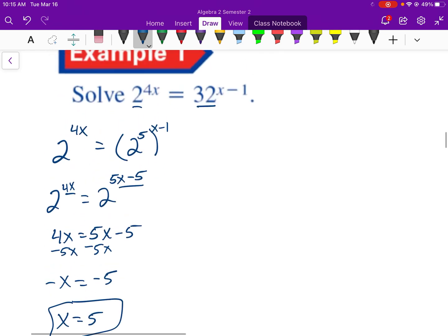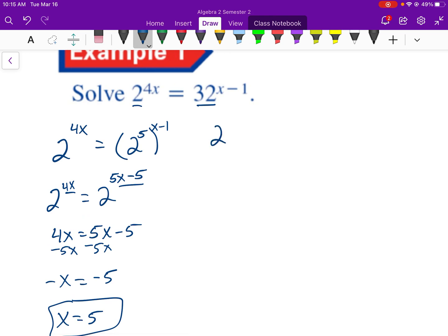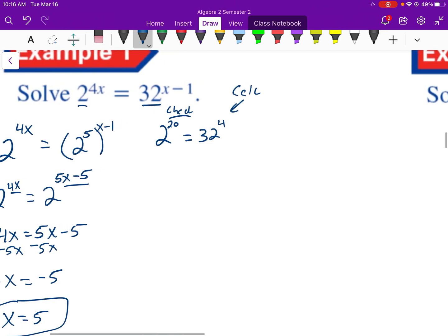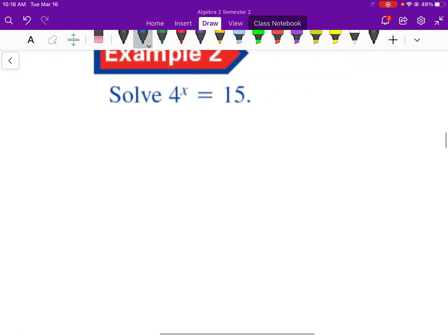Now, always check your answers. If I check, that's going to say 2 to the 4 times 5, so 2 to the 20th, and 32 to the 5 minus 1, which is 32 to the 4th. There you can use your calculator and make sure that it is correct, which it will be. All right, so that's where we have an exponent on both sides.